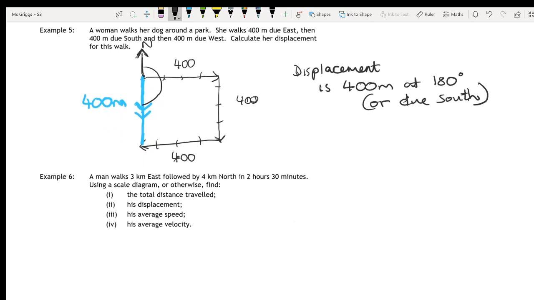Example 6. A man walks 3 kilometers east, followed by 4 kilometers north in 2 hours and 30 minutes. Using a scale diagram or otherwise, find (i) the total distance travelled. I'm not going to use the scale diagram for this one. I'm going to look in terms of Pythagoras theorem, but if you want to have a go at a scale diagram, you can. You might want to pause this video while you draw it out.